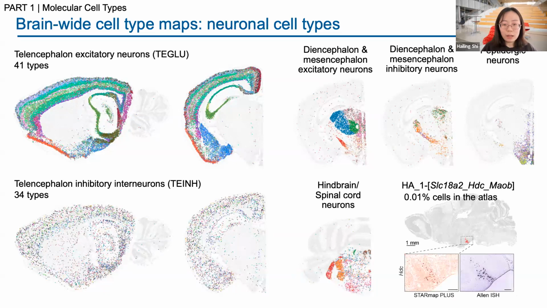Especially, I want to highlight this rare cell type, the HDC-positive histaminergic neuronal cell type. Although it only accounts for about 0.1% of the cell population in our dataset, we were able to confidently identify them in the expected region, the ventral medial hypothalamus, with the correct marker expression. So that really showcases the power of spatial cell typing using our platform.